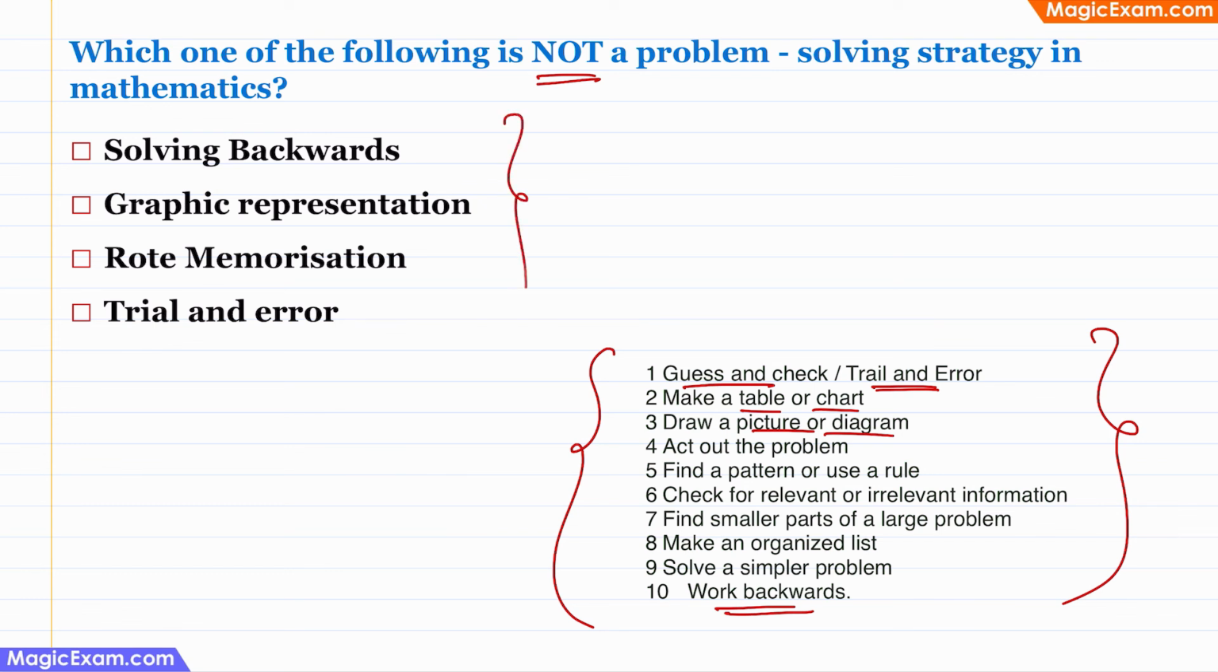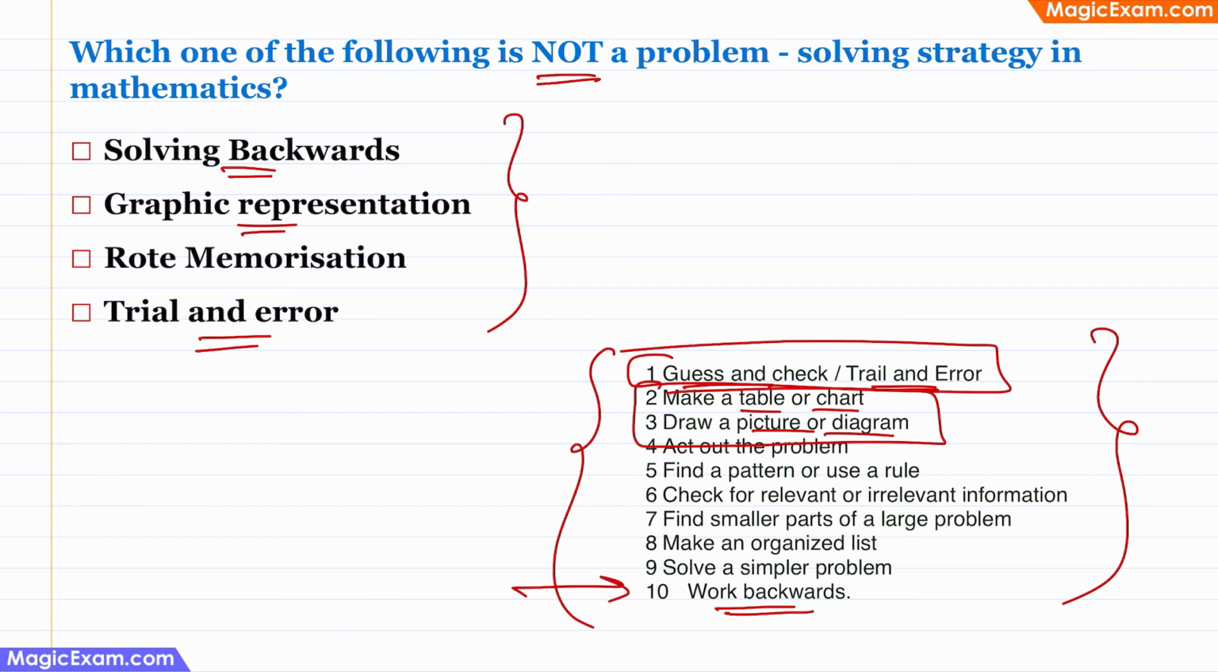So among the given options, solving backwards is a strategy, graphical representation is a strategy, trial and error is also a strategy, but rote memorization, that is, memorizing something without actually understanding it, is definitely not a problem solving strategy. Therefore, the answer here is option 3.